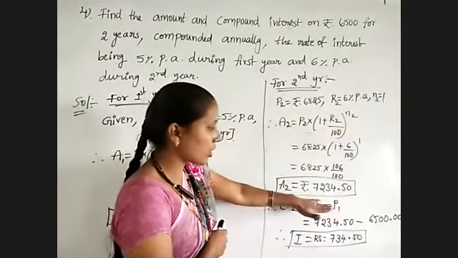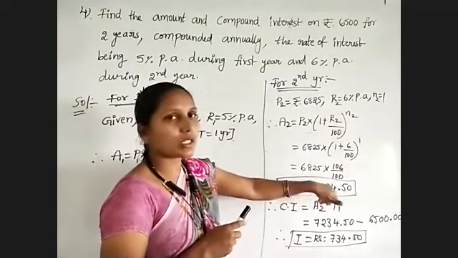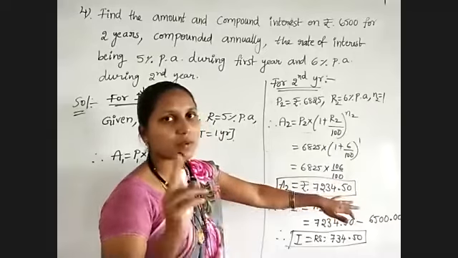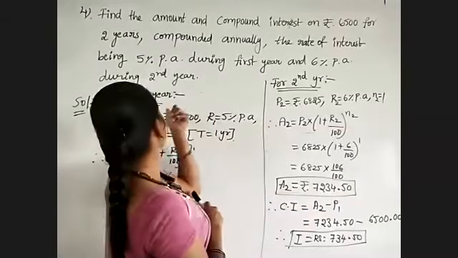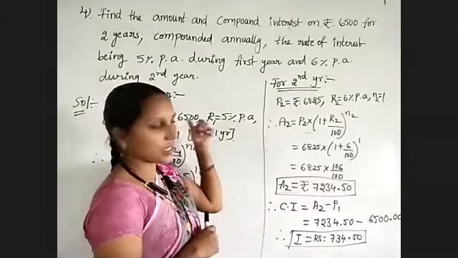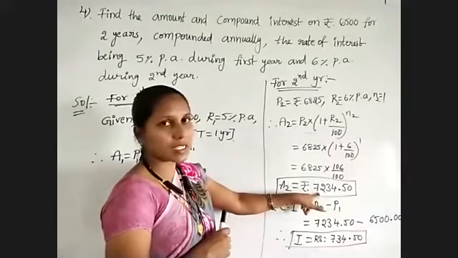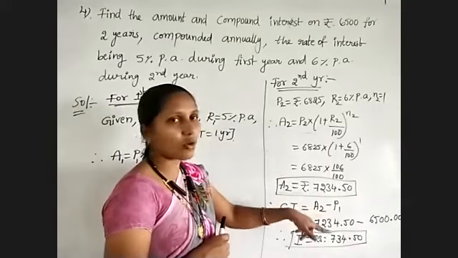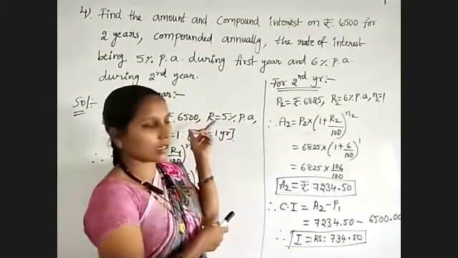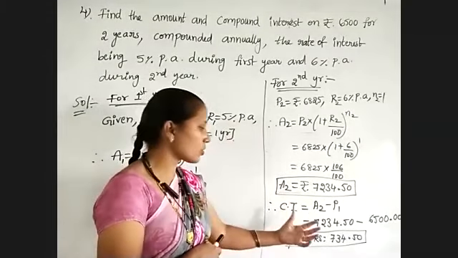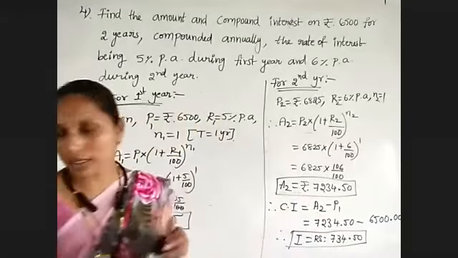So like that we got the amount he needs to pay at the end of the second year, 7,234.50. That means for 2 years he must pay this amount, but actually he is taking only 6,500 rupees. For that he is paying 7,234.50. So interest will be equal to amount minus principal. The last amount and how much he has taken at the start, the difference we have to take. So then we are getting 734.50 as the interest. Okay.